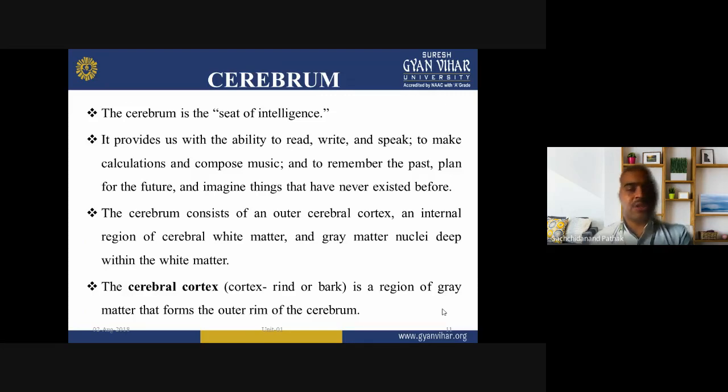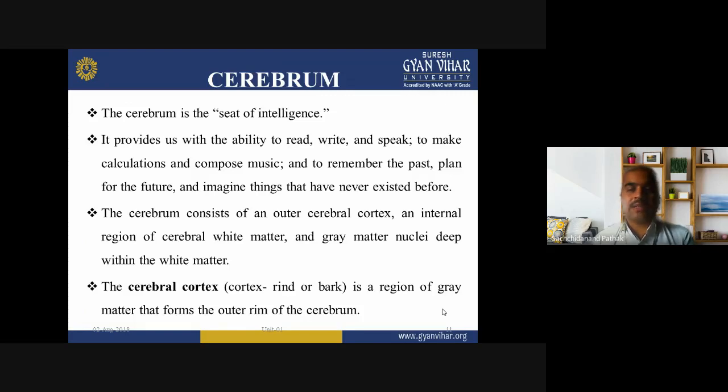Now, the cerebrum consists of an outer cerebral cortex, an inner region of cerebral white matter and gray matter, and nuclei deep within the white matter. You have learned about the cerebrum's function, that it is the seat of intelligence. The outer layer is called the cerebral cortex, and the inner region is the white matter and gray matter. Nuclei are present within the white matter.